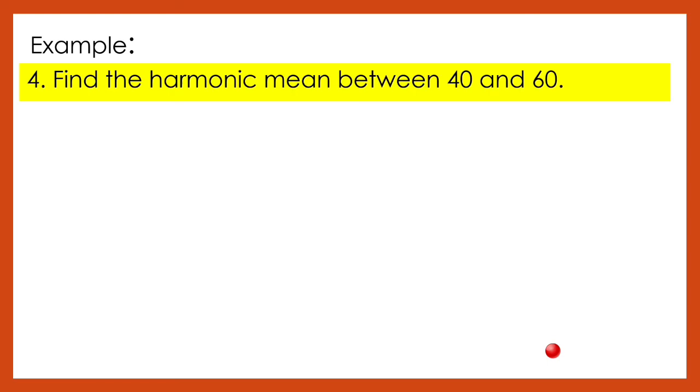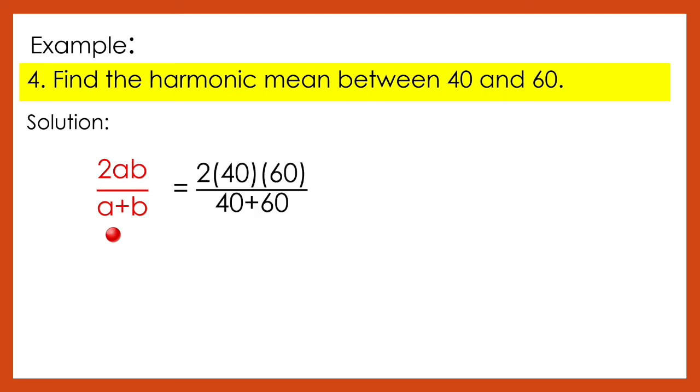Let's have another problem. Find the harmonic mean between 40 and 60. Yan, paano natin makukuha yung harmonic mean? So, remember, in getting the harmonic mean, ang gagamitin nating formula is 2AB all over A plus B. So, ang A natin is 40, ang B natin is 60. Ang gagawin lang natin, isa-substitute natin dito sa ating formula. So, 2 times A is 40, B is 60, all over A is 40 plus B is 60.